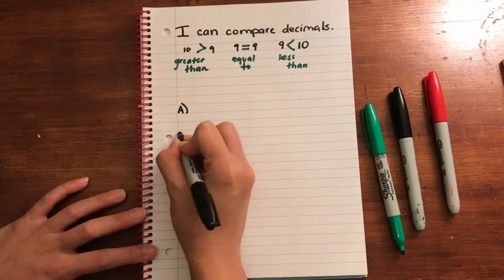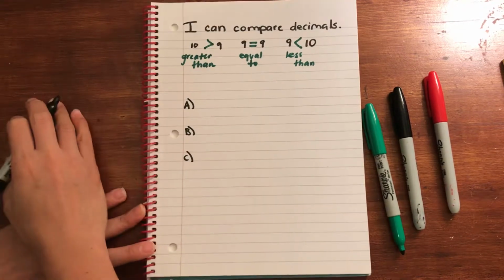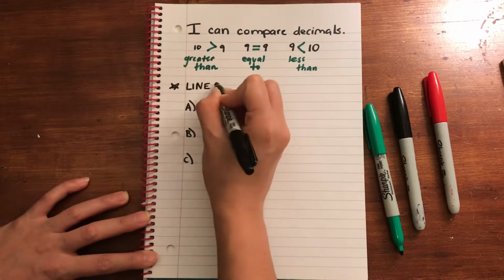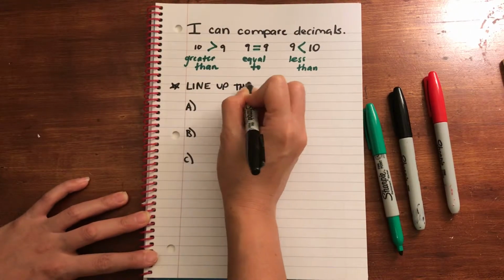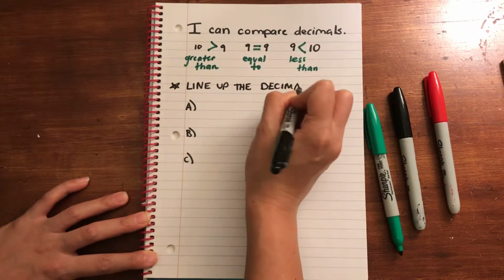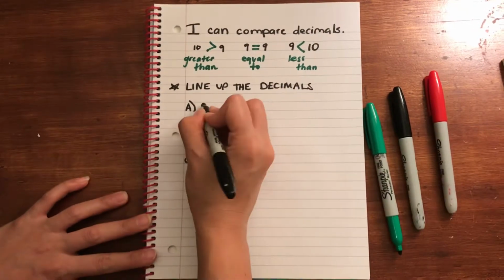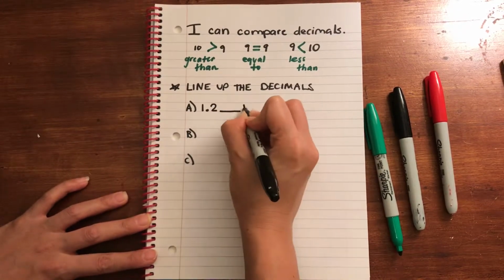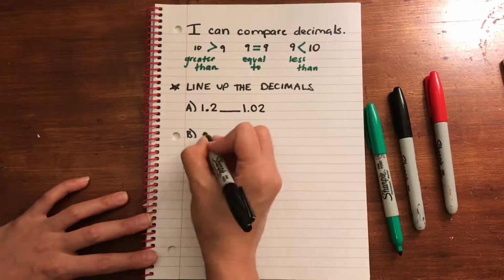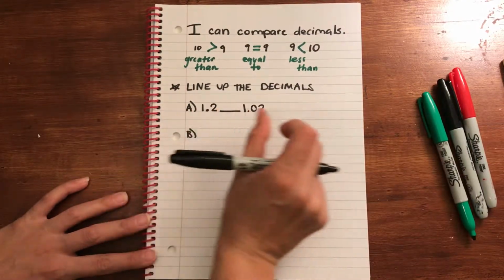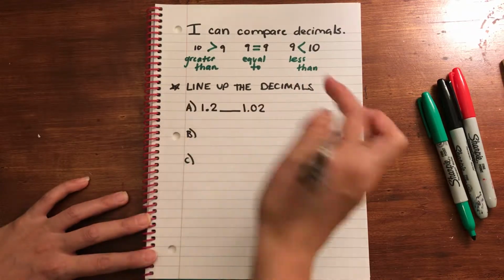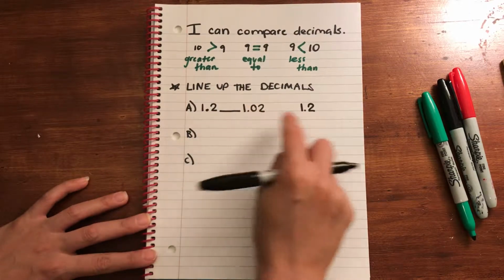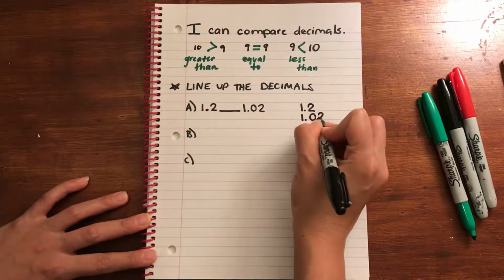A, B, and C. First, whenever we compare decimals, the most important thing is to line up the decimals. So let's say I have 1 and 2/10 compared to 1 and 2/100. The first thing I want to do with my two decimals that are written side to side is line these two up, so I have to write them one on top of the other. 1 and 2/10. I'm going to write this lined up, so it's 1 and 2/100.